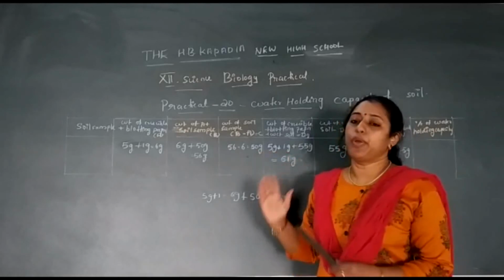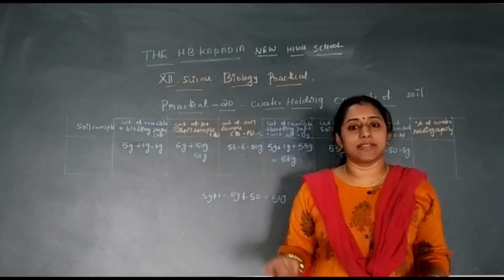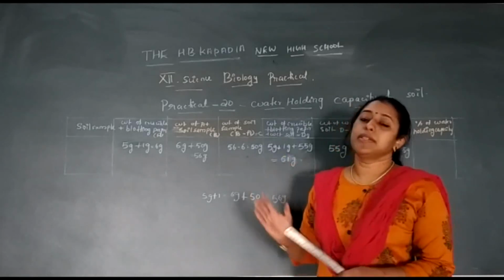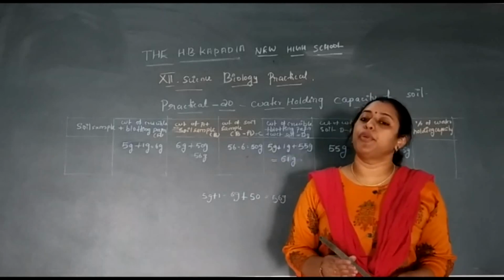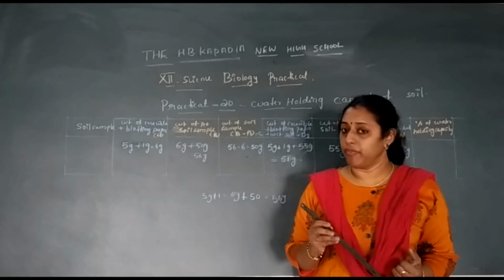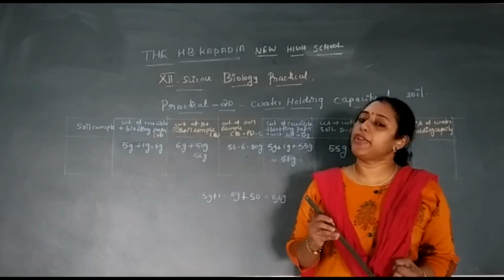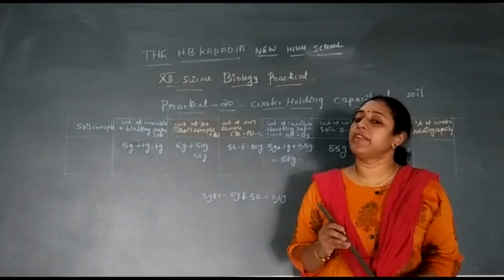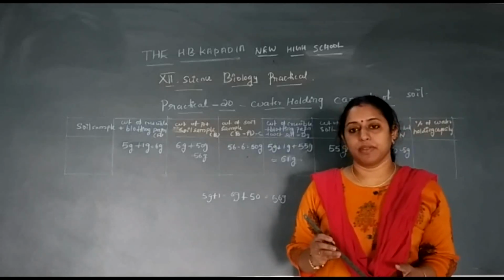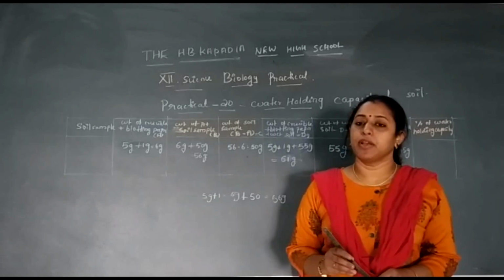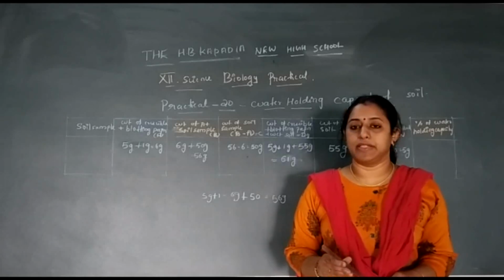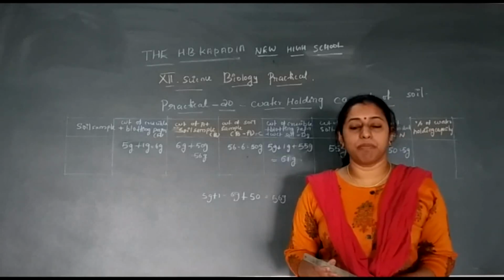So this is the way you have to do the practical. In this way, in the examination, any type of soil sample can be kept, so you have to follow this method. After that, you have to do the calculation. First you weigh the dry soil, then you weigh the wet soil. The difference in weight indicates the amount of water absorbed by the soil sample. So that is our practical, and from this we have calculated the water holding capacity. I think all of you understood the practical. Thank you.